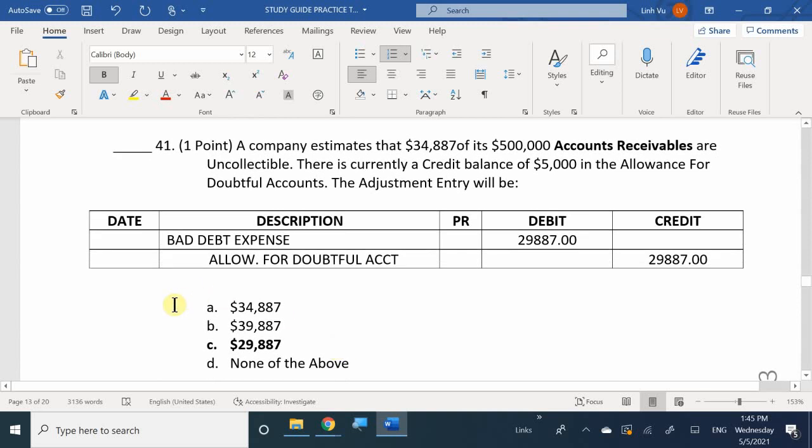Okay. On this section here, I will only test you on the bad debt expense. I'm not going to test you on the in-betweens where we figure out how you develop a debit or credit balance for the allowance for doubtful accounts. I only want you to know how to write it off.